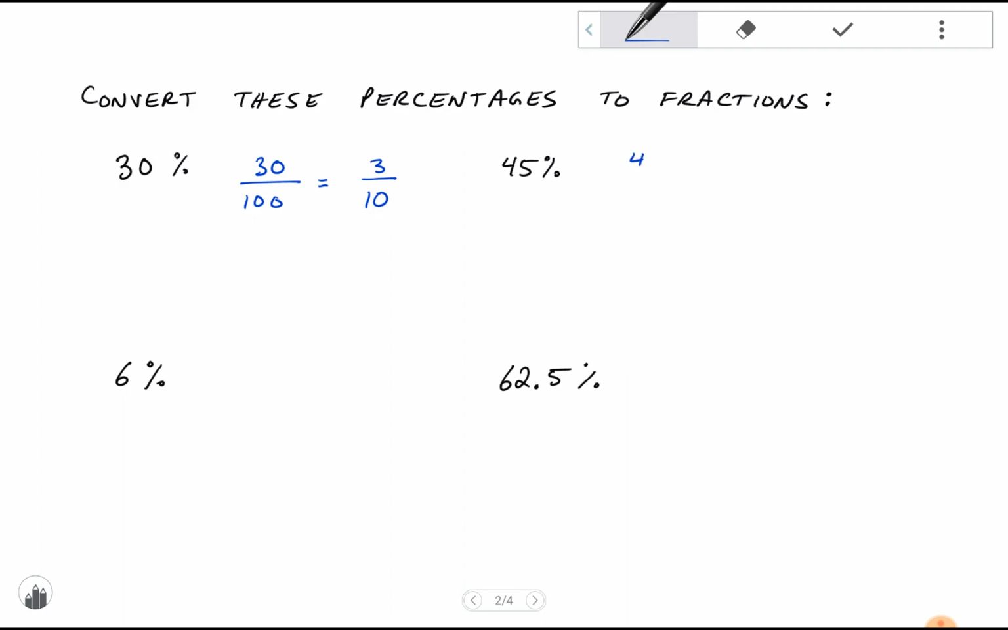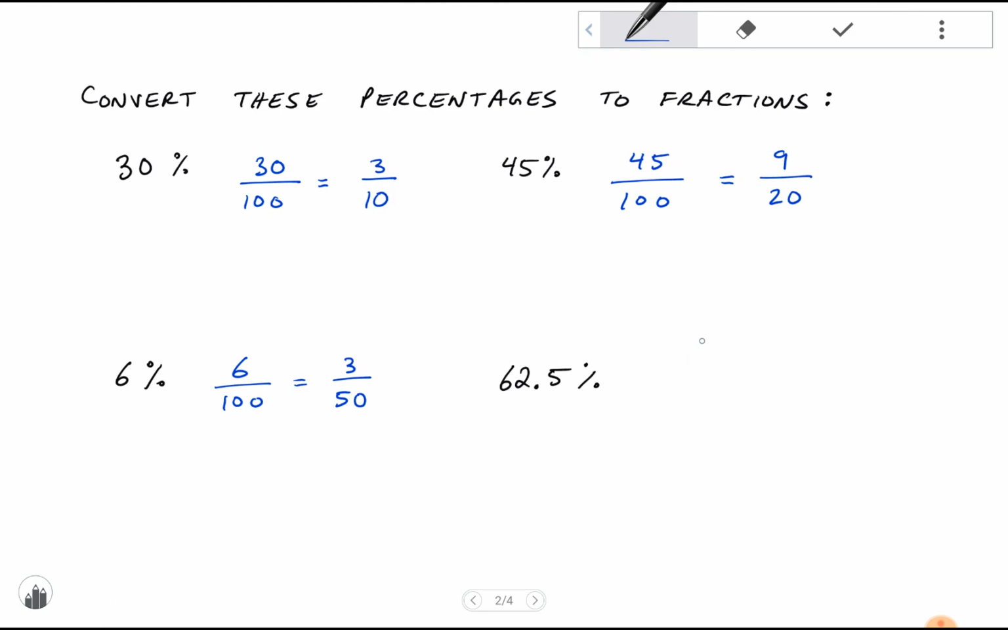45% is 45 out of 100. That's your score out of 100. We can divide each of these by 5, and that'll give us 9 in the numerator and 20 in the denominator. So 45% is the same as 9 over 20. 6%, that's 6 out of 100. They're both even. We divide by 2, we get 3 out of 50.